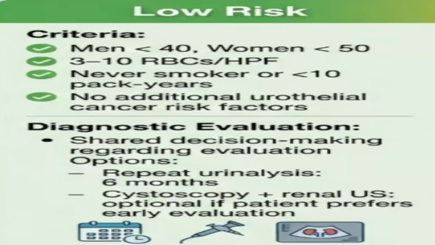So in low risk, the criteria is men under 40 or women under 50, 3 to 10 RBC per high power field, never a smoker or less than 10 pack years, and no additional urothelial cancer risk factors. The evaluation is shared decision making regarding the options: a repeat urine analysis every 6 months, with cystoscopy and renal ultrasound optional if the patient prefers early evaluation. So basically in low risk, a repeat urine analysis would be the way to go.